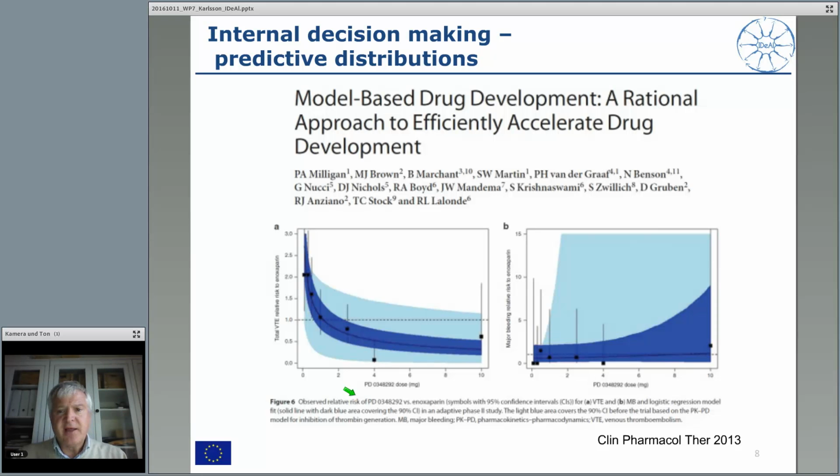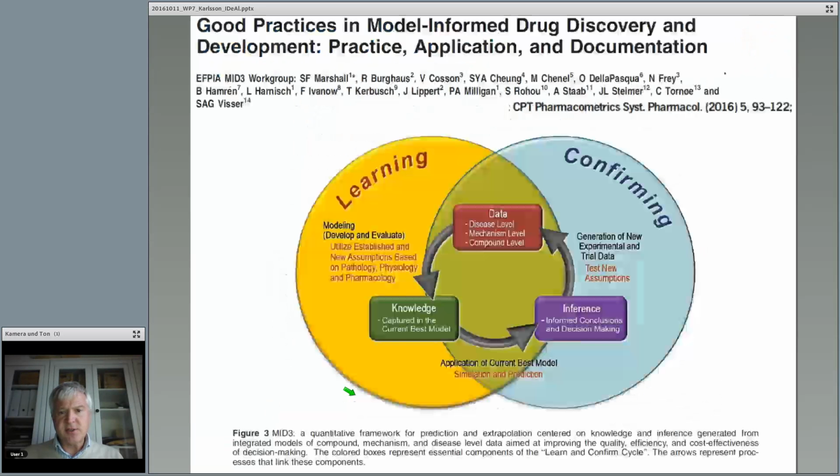This example comes mainly from Pfizer in this publication, but there has been an industry-wide initiative in Europe to promote model-informed drug discovery and development, resulting in this paper coming out earlier this year. And in this initiative, there has also been considerable interaction with the regulatory authorities.